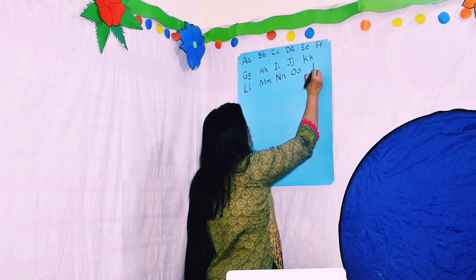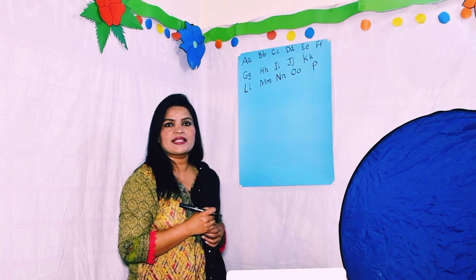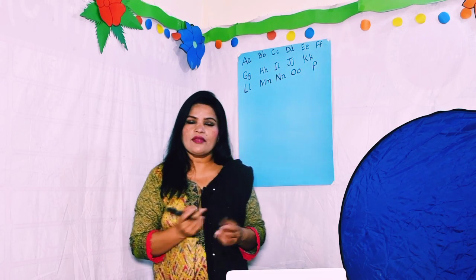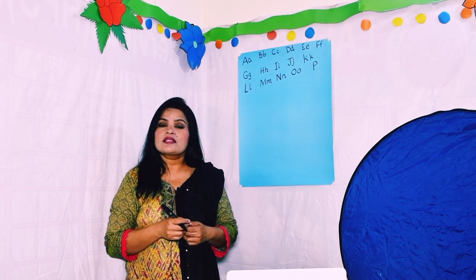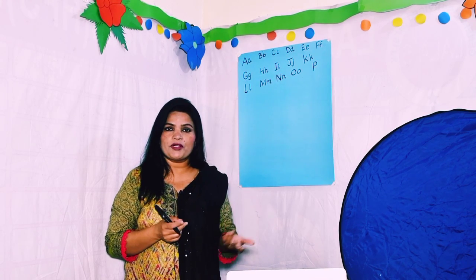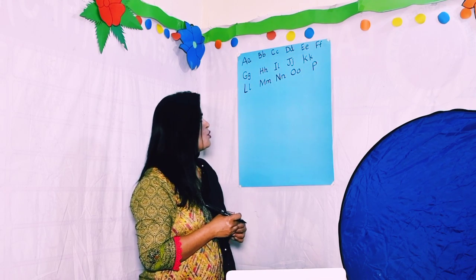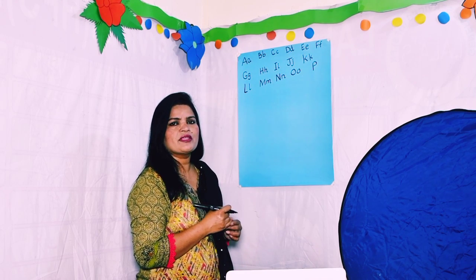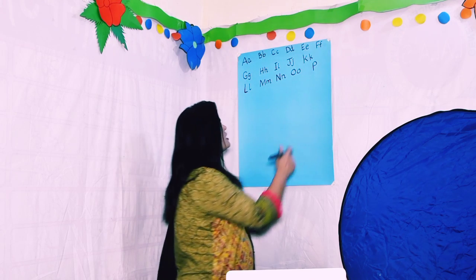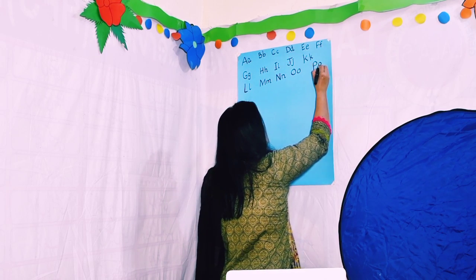And then after O, P. What is the letter? P. And what is the sound of P? Sound of P is P. P for Pooper Peter. Pooper Peter, who was the Pooper Peter? Pooper Peter was a dog, right? And P.